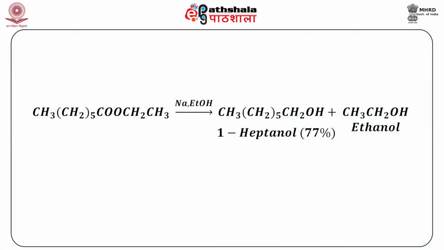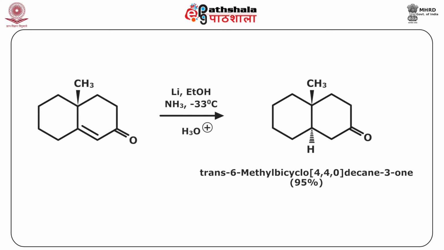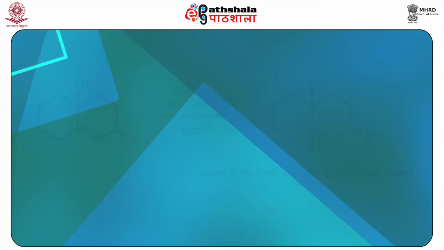For example, reduction of esters with sodium in ethanol leads to the formation of heptanol and ethanol. Reduction of a double bond conjugated to the carbonyl group by lithium in ethanol and ammonia leads to the reduced product.